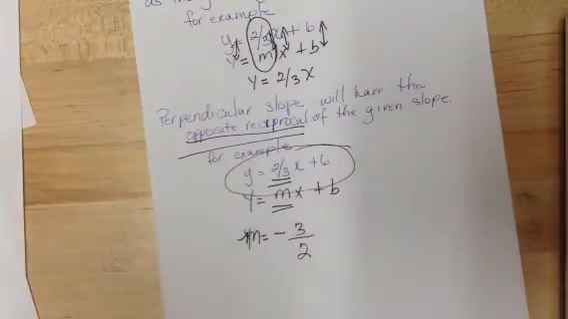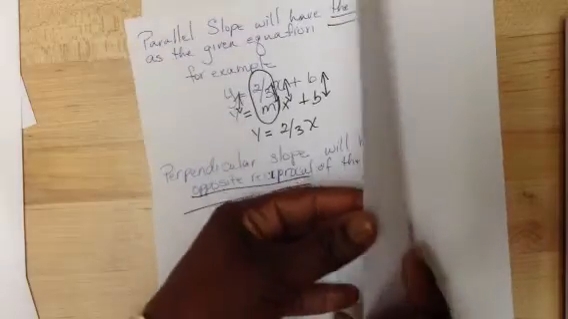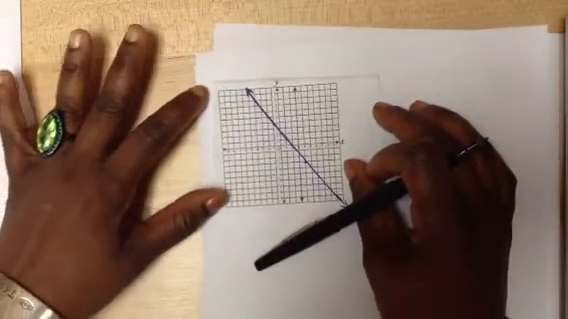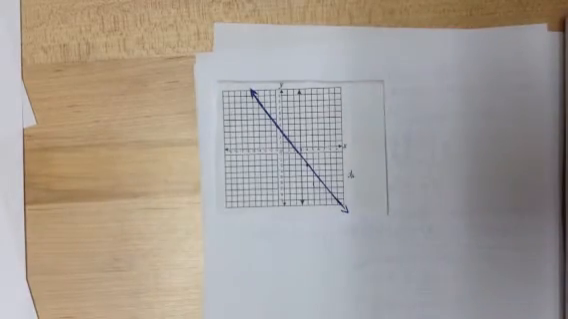Now, let's take a look at this problem. I want you to follow with me. Let's say I have this graph right here, and the directions tell me to find the equation of that line. There are some things that I need to start thinking about. First of all, is the line going up or down from left to right? Okay, now the line is going down from left to right.